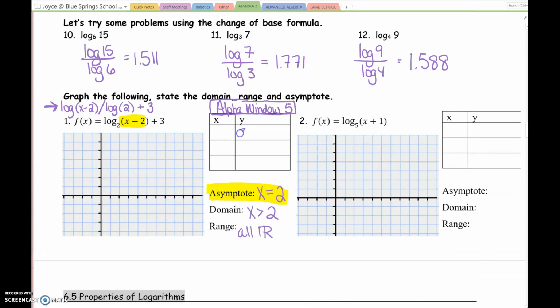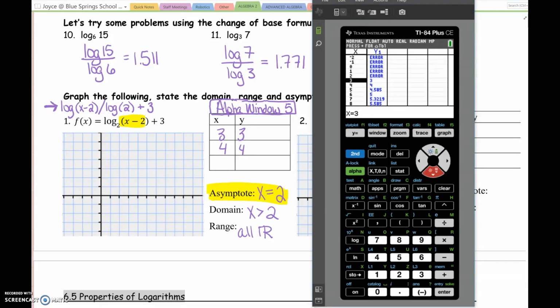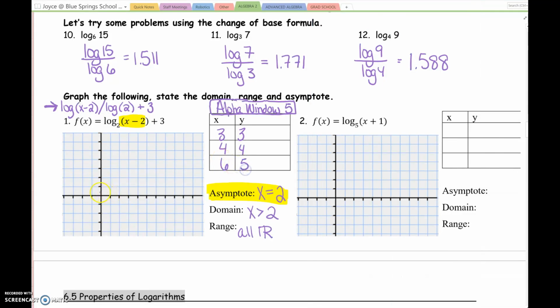3, 3, 4, 4, and 6, 5. So 3, 3, 4, 4, 6, and 6, 5. If all I do is put these 3 points on the graph, it's still a little bit confusing how I should connect them.